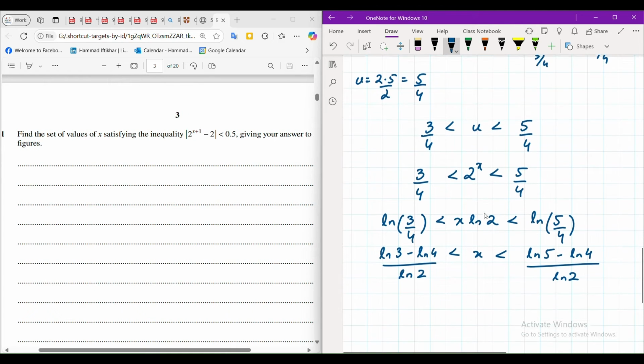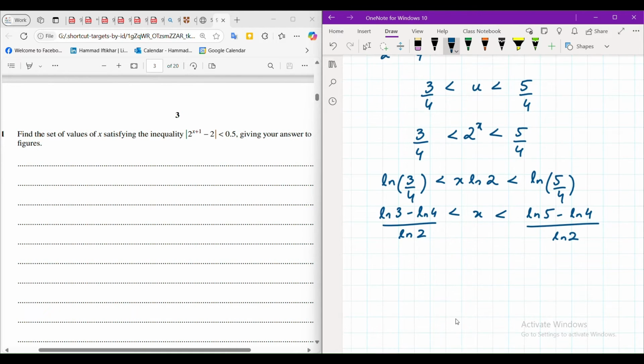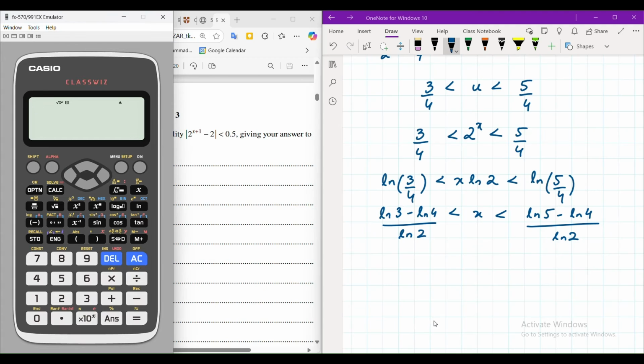Now, let's see, let's put this into the calculator. So (ln 3 minus ln 4) divided by ln 2 minus... 0.41. Since we want three significant figures, so 0.415.